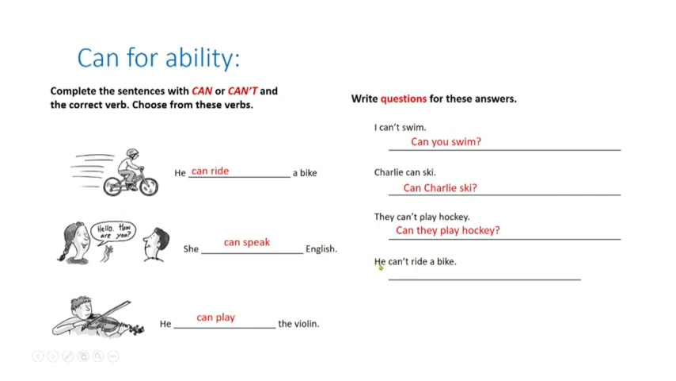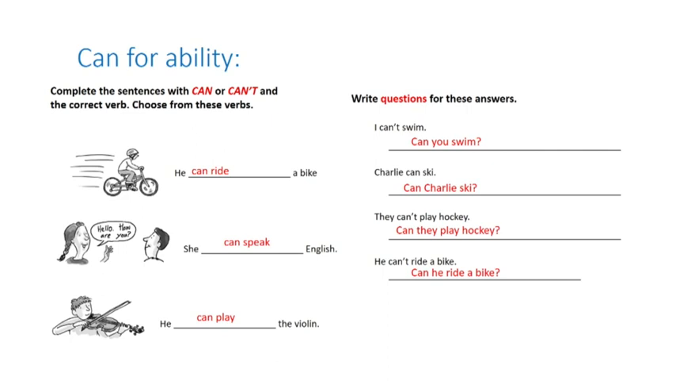The sentence is, he can't ride a bike. On ne ume da vozi bicikl. Pa kako ćemo postaviti pitanje da li on ume da vozi bicikl? Think about it. That's right. Can he ride a bike?